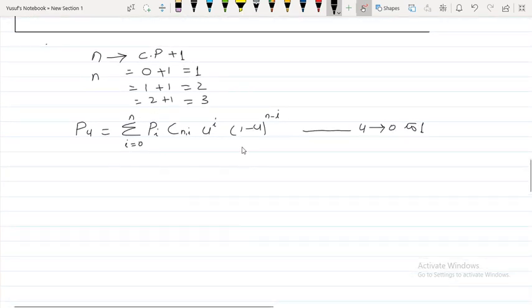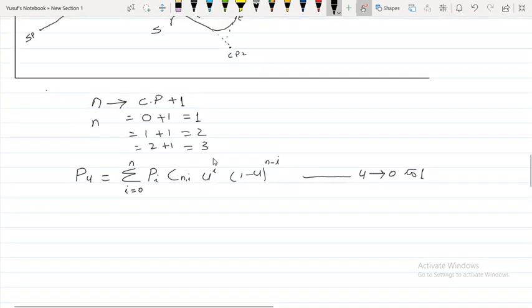So same equation, we have four things in the equation. P is a point, and then C, one constant. U is a parameter which is changing from 0 to 1, and 1 minus U, the parameter, is also changing from 0 to 1.